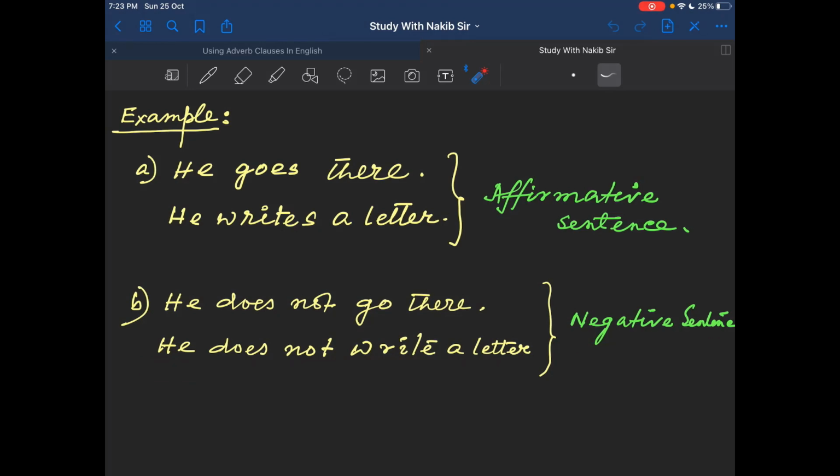A negative sentence is a sentence that has a not in it, and an affirmative sentence is a sentence that has no not in it. For this it is affirmative and it has the not means negation. For this it is called negative sentence. These are the broad classification of English sentences, affirmative and negative.